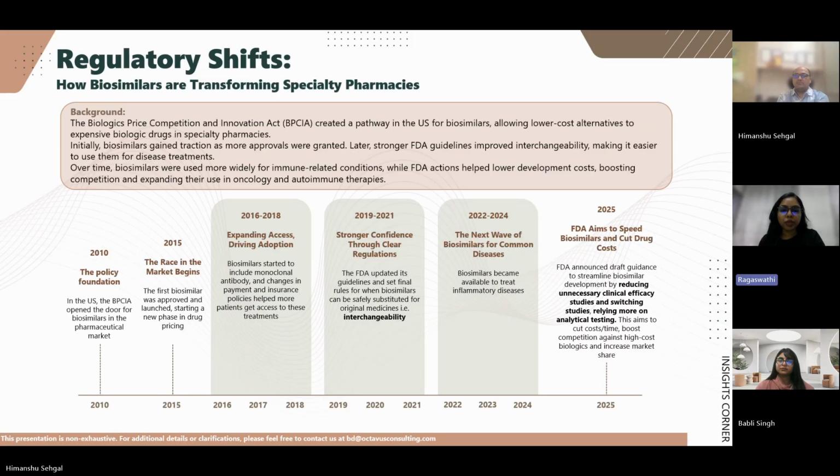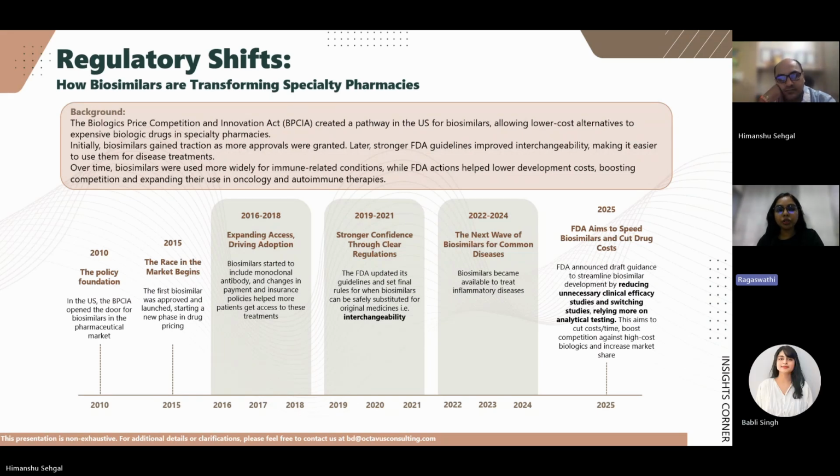So when talking about this, I would like to talk about the BPCIA, which is the Biologics Price Competition and Innovation Act, which was enacted in around 2010. So this was created to have an abbreviated pathway for biosimilars. The main idea behind this was to cut the development cost for the biosimilars and improve the market access for them while fostering competition to have better pricing.